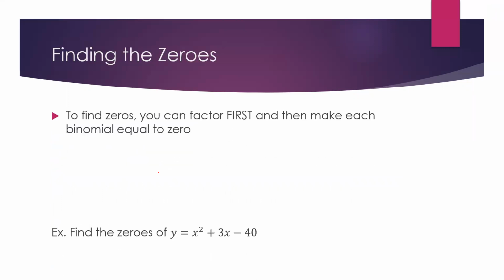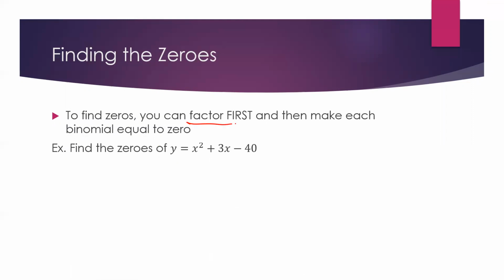So to find the zeros, there we go again. You factor first, and then you make each binomial equal to 0. And this is actually what's covered in lesson 4. So that's why I didn't figure I had to do another video lesson. This is also covered in lesson 4.